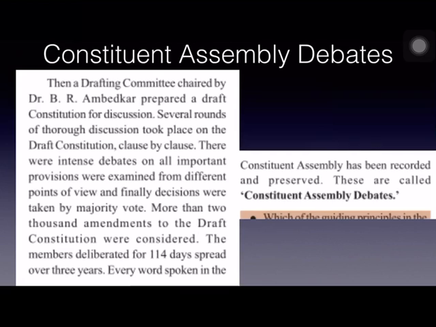And every word spoken in the Constituent Assembly was recorded and preserved. These are called the Constituent Assembly debates.